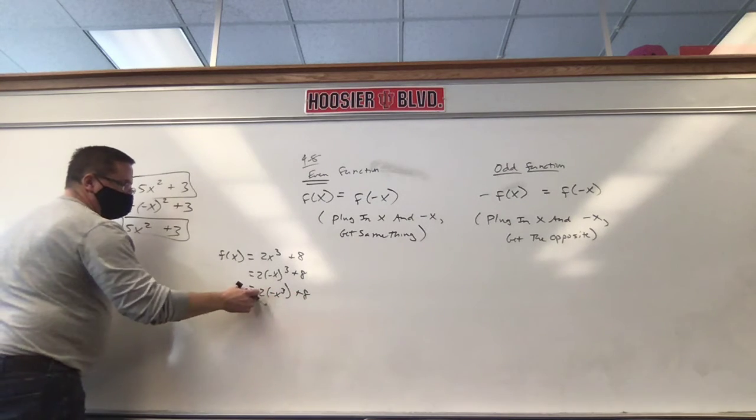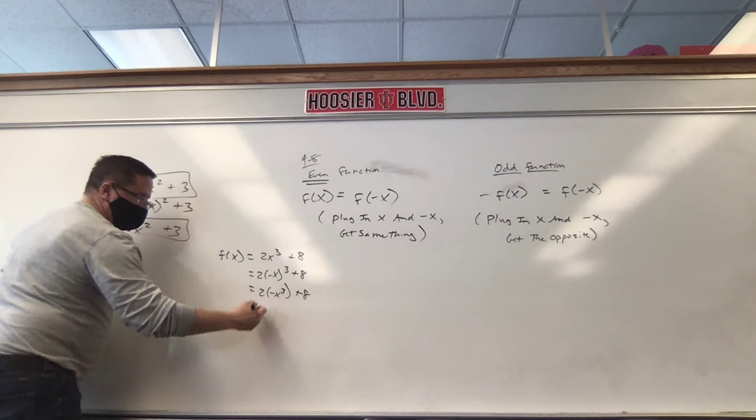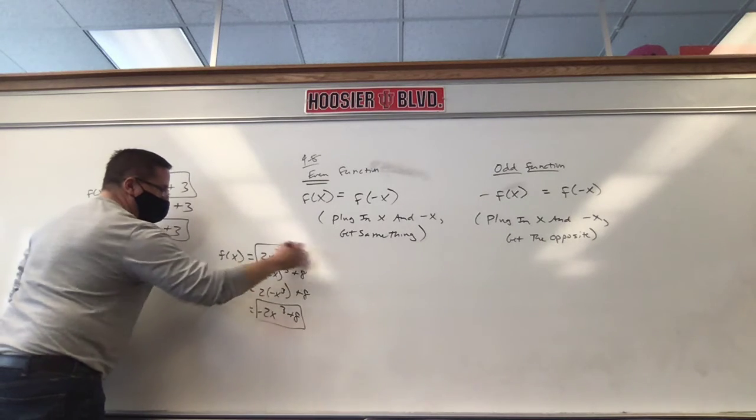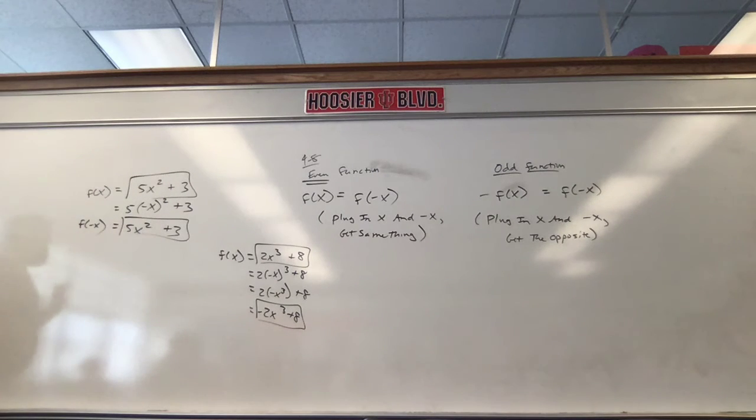And what's 2 times negative x to the third? Negative 2x to the third. Now, answer what I ask. Not the same. Is it even? No. Why? Because you did end in the same, but you ended in the opposite. They're not the same. Is it odd? Yes. Or yes and no? Let's find it out.